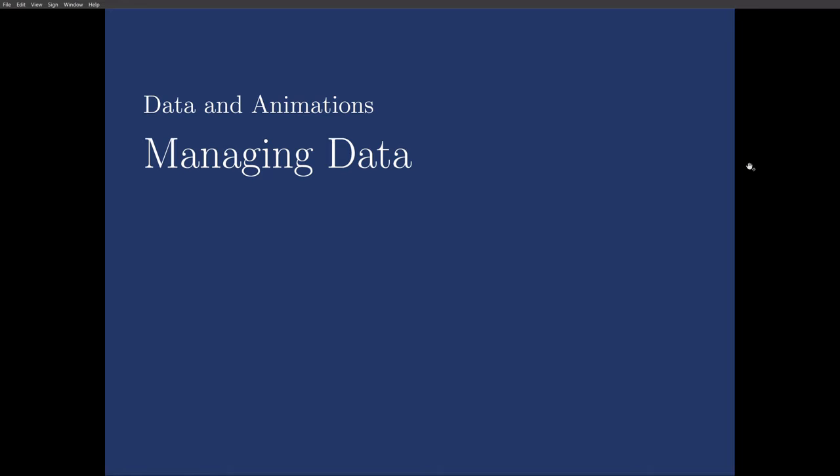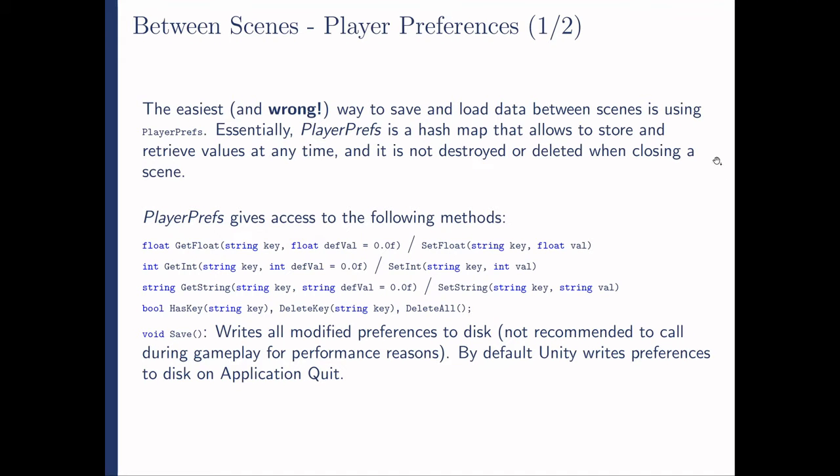Another important part of games is the use of data. There's a lot of data going on around in the game, outside the game, that is important to be able to manage properly. So let's see a few examples of how to control this data. One of the questions is how do you manage data between different scenes?